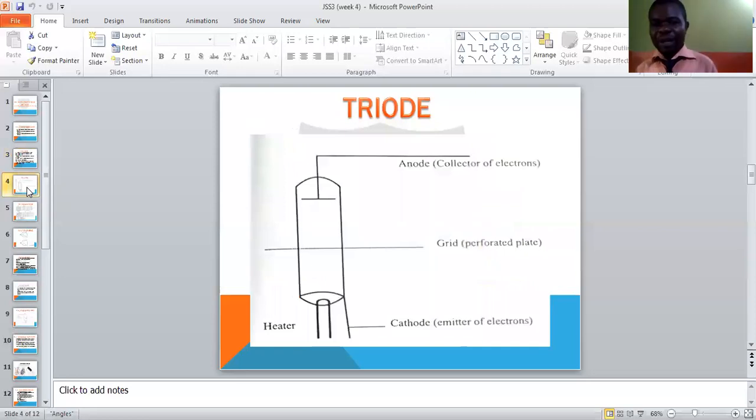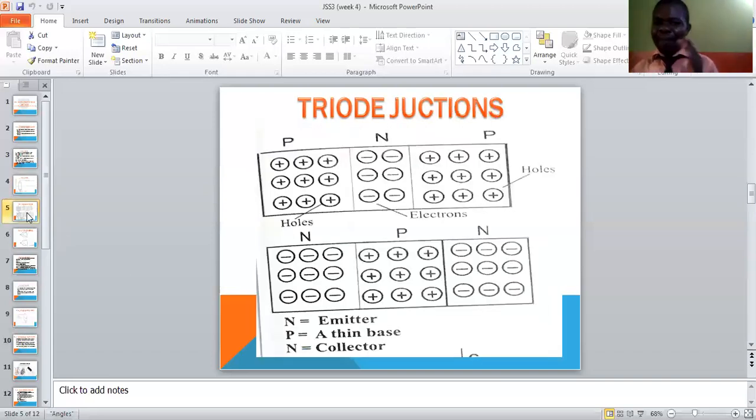Then this is the triode. It looks like the diode, but we do not see the grid. Perforated plate. That grid was not in the diode, just like I've told you. This is the anode, collector of electron, the one that receives. Just like in case of diode, this is the cathode, the electron emitter, the one that emits or gives or produces. That's the other name. This is the heater, where the source of heat comes from. Before electron can be emitted, we have said there must be a source of heat and other things that we discussed before. Then we need to look at the PN and NP.